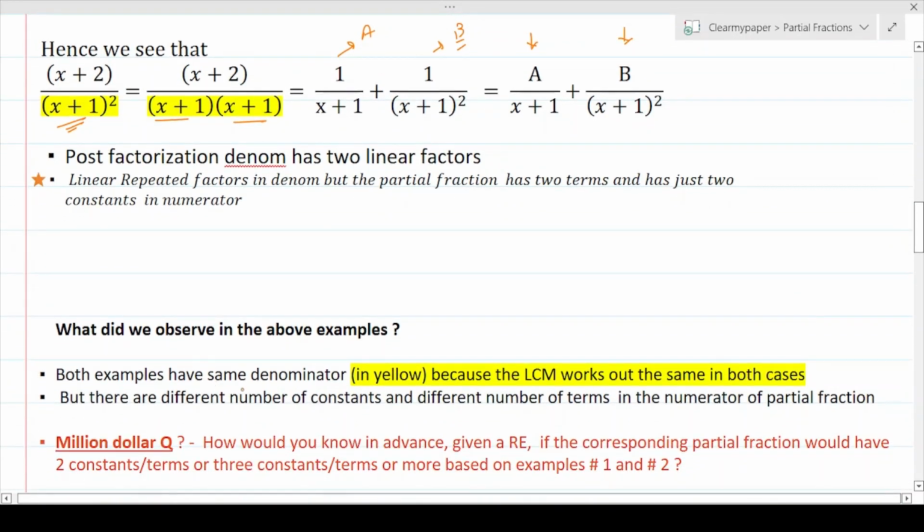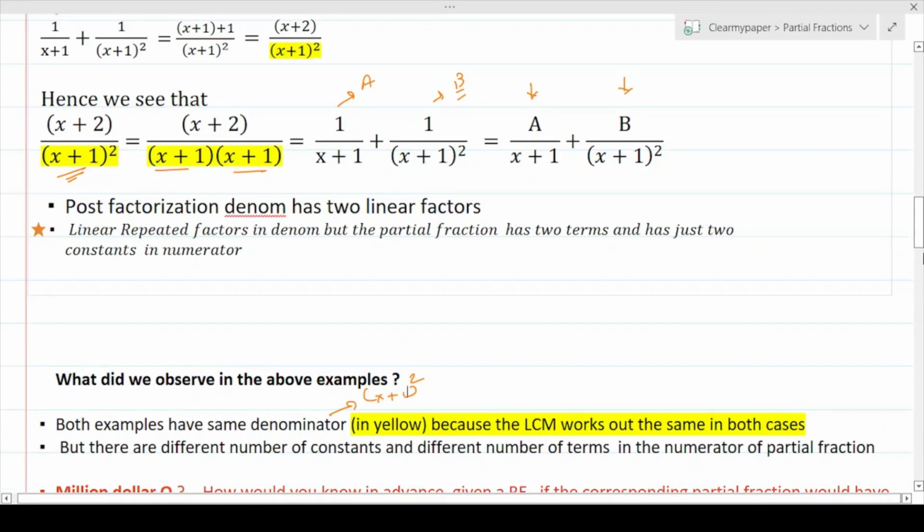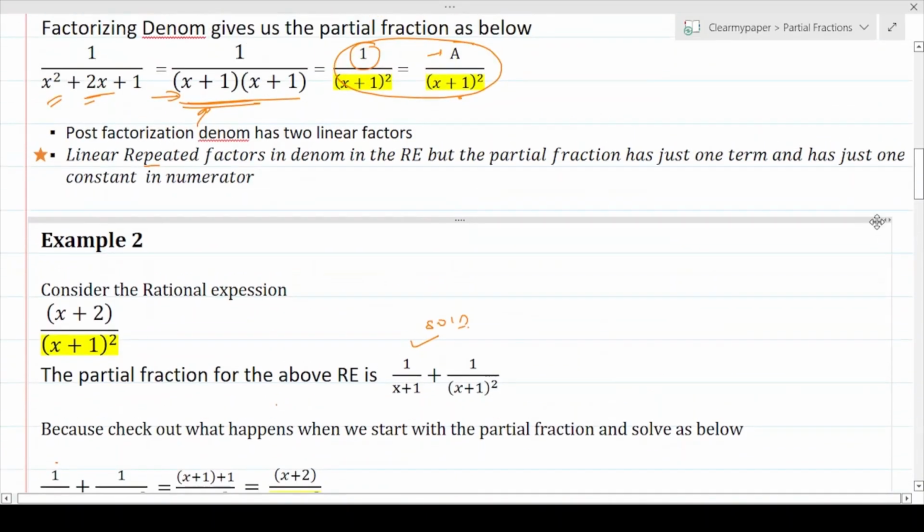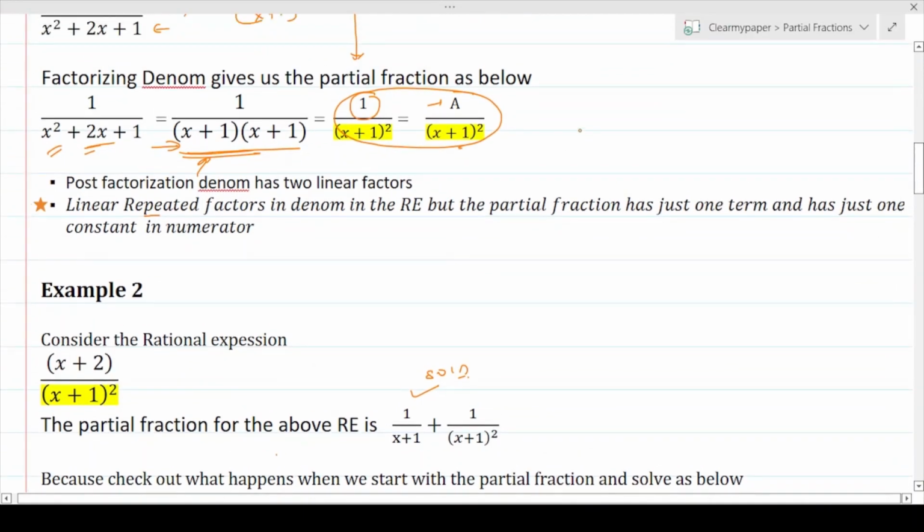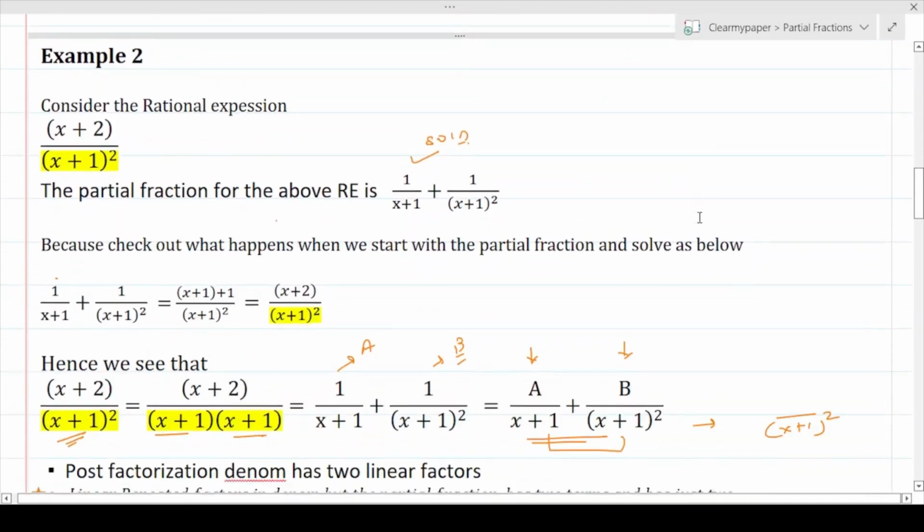So let's see what we observe here. In both the examples, the denominator is the same, which is x plus 1 the whole square, which is what I highlighted in yellow. But the LCM works out the same in both the cases. What does that mean? For example, if the partial fraction given to us is this, the LCM of both of these is still x plus 1 square. Although there are two terms, if you take the common LCM, it's still x plus 1 the whole square. And in the first case, since there is only one term, the LCM is still going to be x plus 1 the whole square. So post the LCM, the denominator is the same.